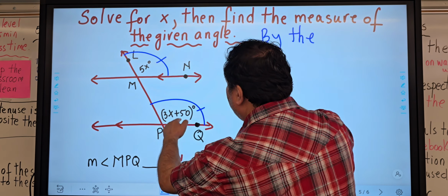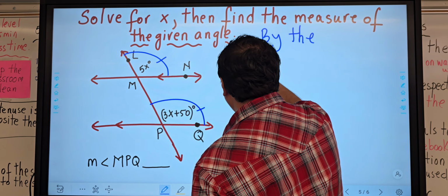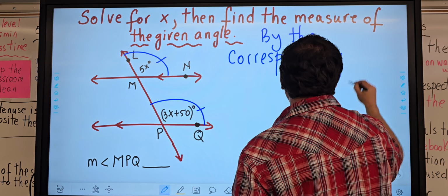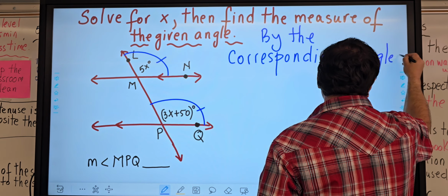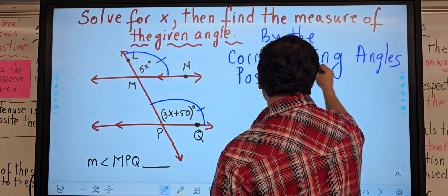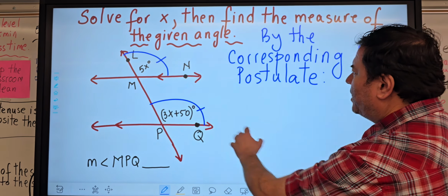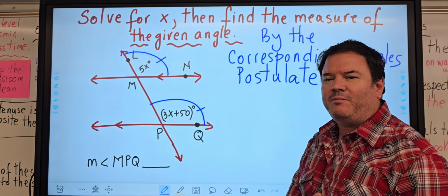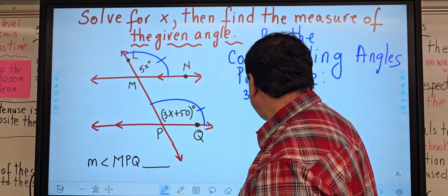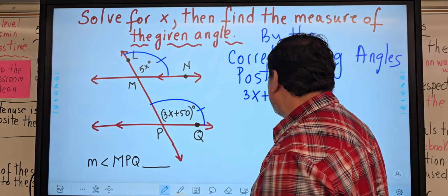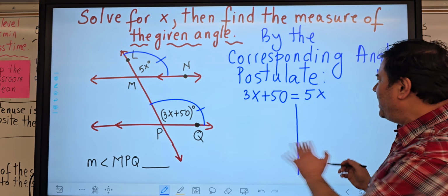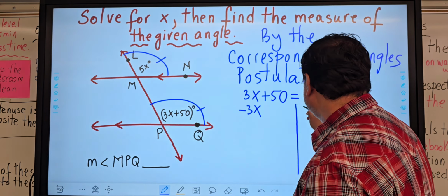Because these angles correspond, by the corresponding angle postulate, these angles are congruent, or the same. So again, we can equal them to each other. So we have 3x plus 50 equals 5x. And again, we are going to solve for x. Let's subtract 3x on both sides.